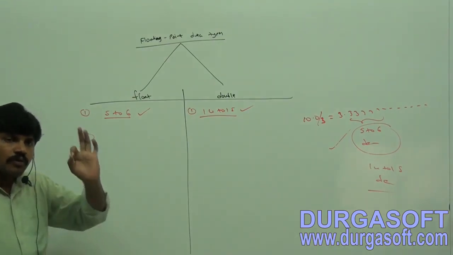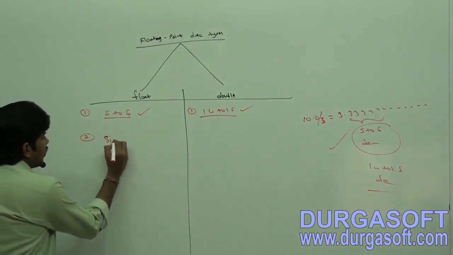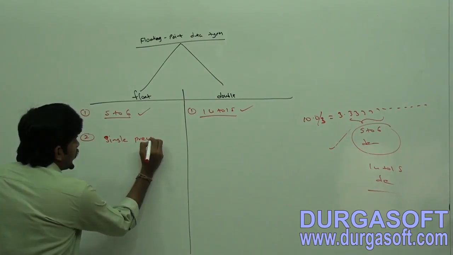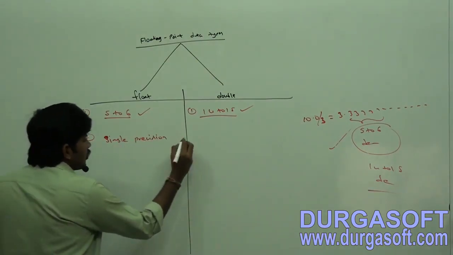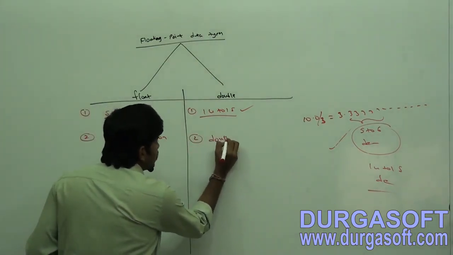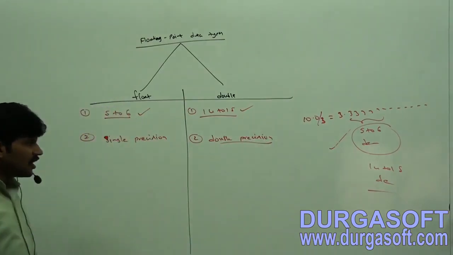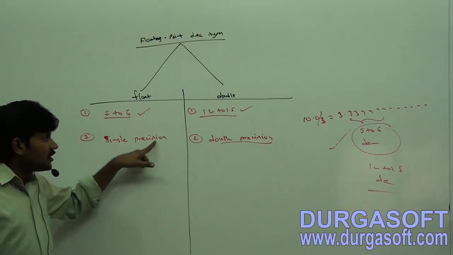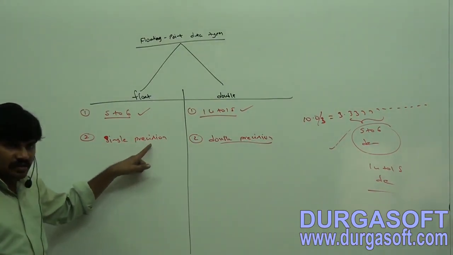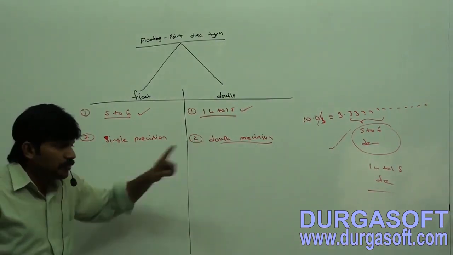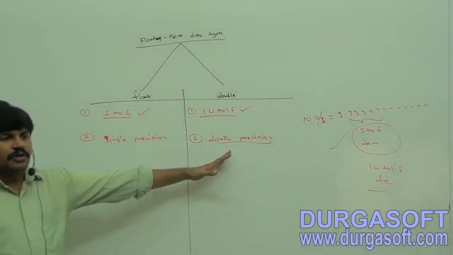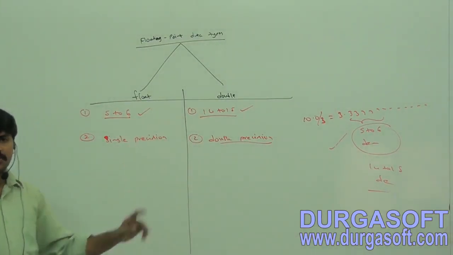That's why float follows single precision. Float follows single precision, double follows double precision. Sir, you may ask, what is single precision, double precision? Precision is nothing but accuracy. Single precision, double precision: less accuracy, more accuracy, right? In other words, technical words like that.